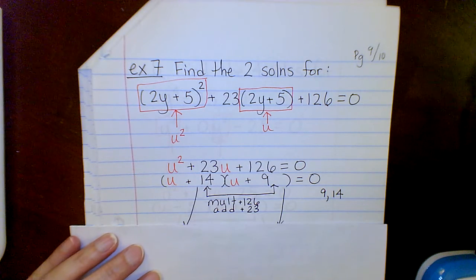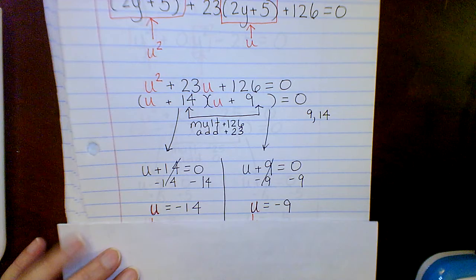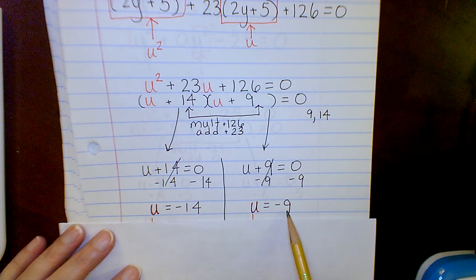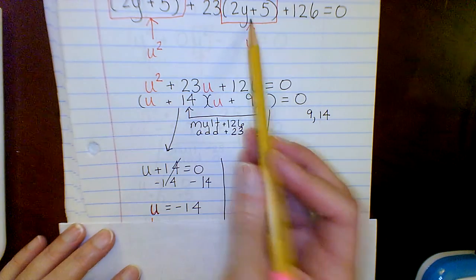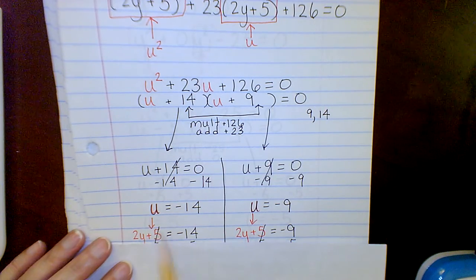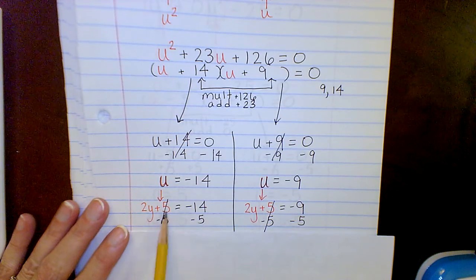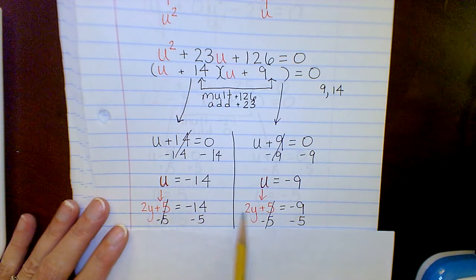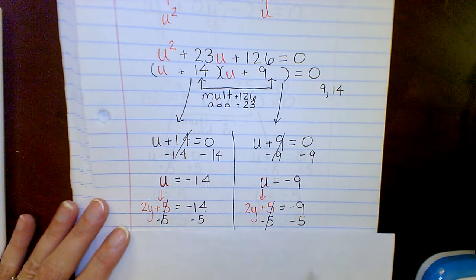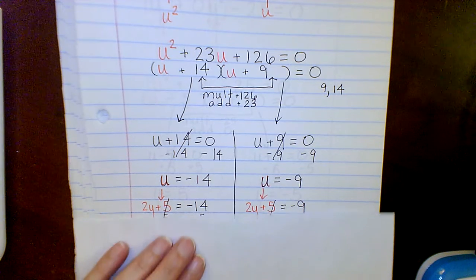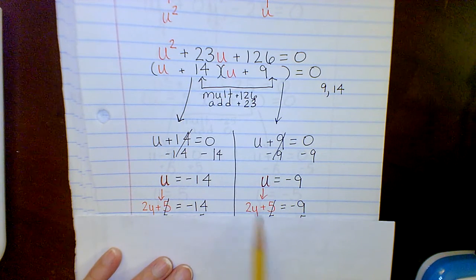That factors into 14 and 9. Split those apart, we get u equals negative 14 and u equals negative 9. u was the same thing as 2y plus 5. So substituting back in for u, I have 2y plus 5 equals negative 14 and 2y plus 5 equals negative 9.